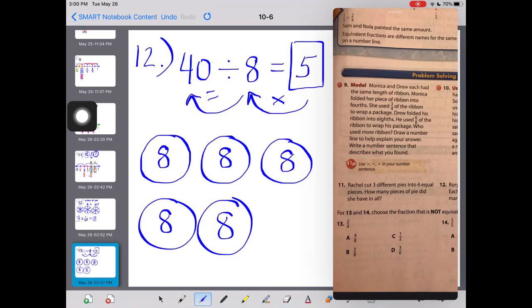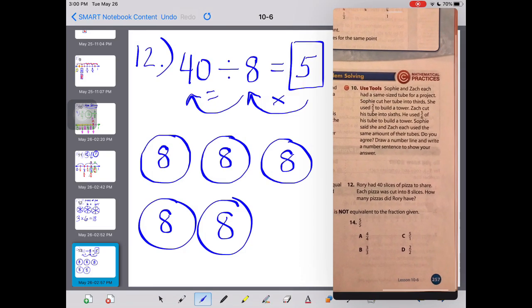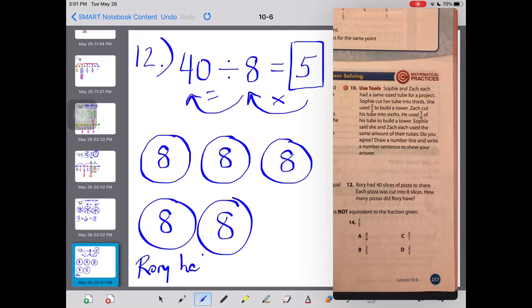8 times 5, or 5 times 8, however you want to look at it, equals 40. 8 plus 8 plus 8 plus 8 plus 8 equals 40. So the answer is, how many pizzas did Rory have? Rory had 5 pizzas.